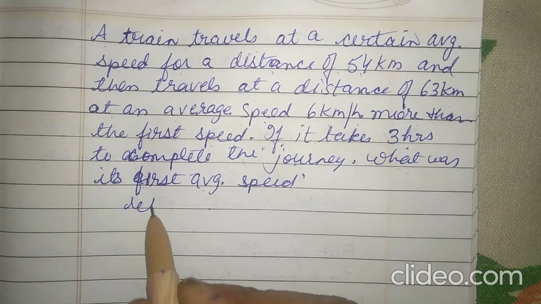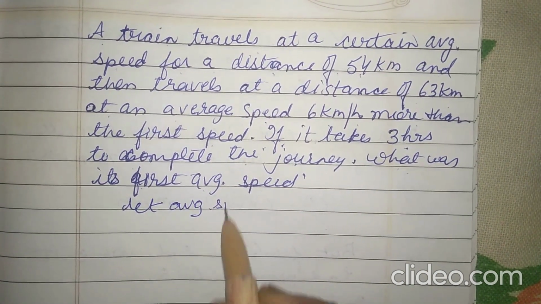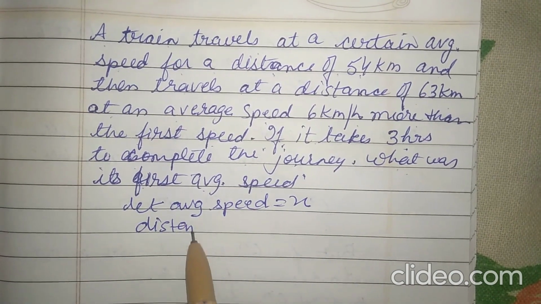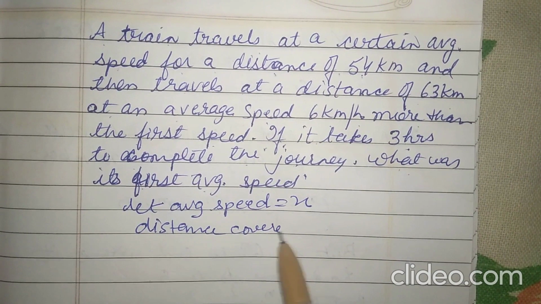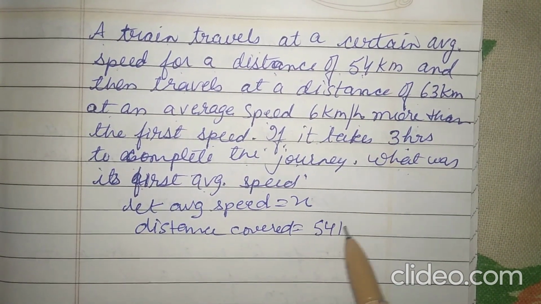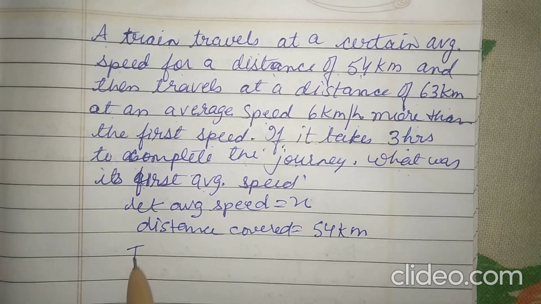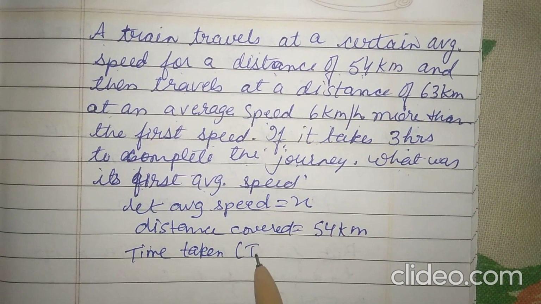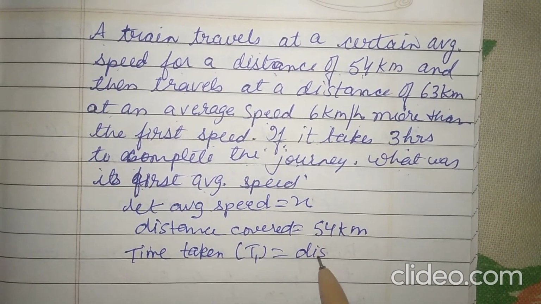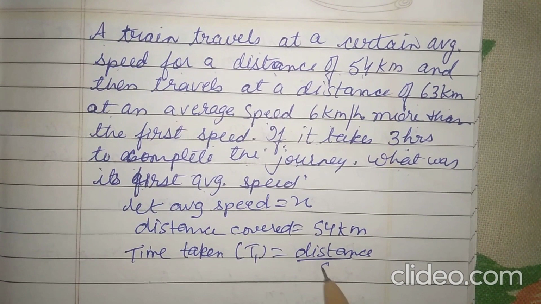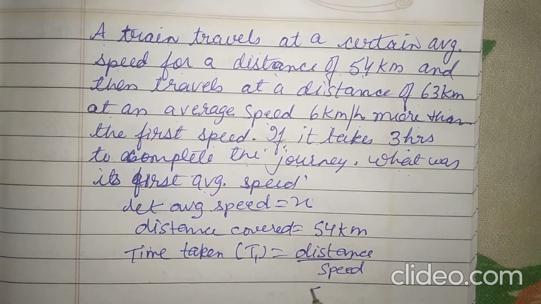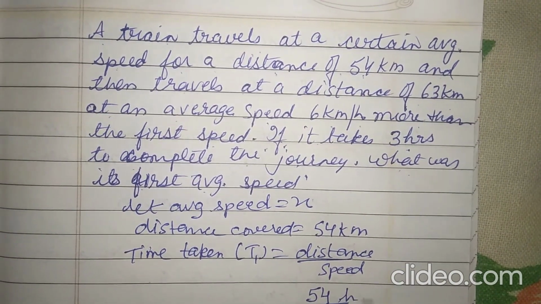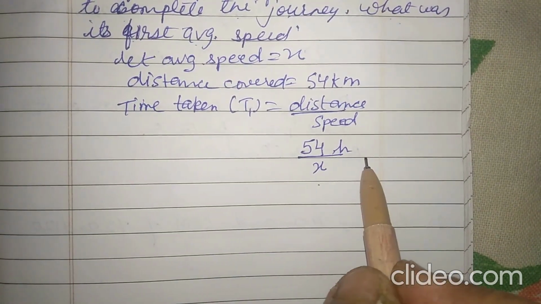Let the average speed be equal to x. So the distance covered was 54 kilometers. So the time taken for the first distance, let's say t1, is equal to distance by speed. Distance is 54 kilometers by speed x. Okay, 54 by x hours.